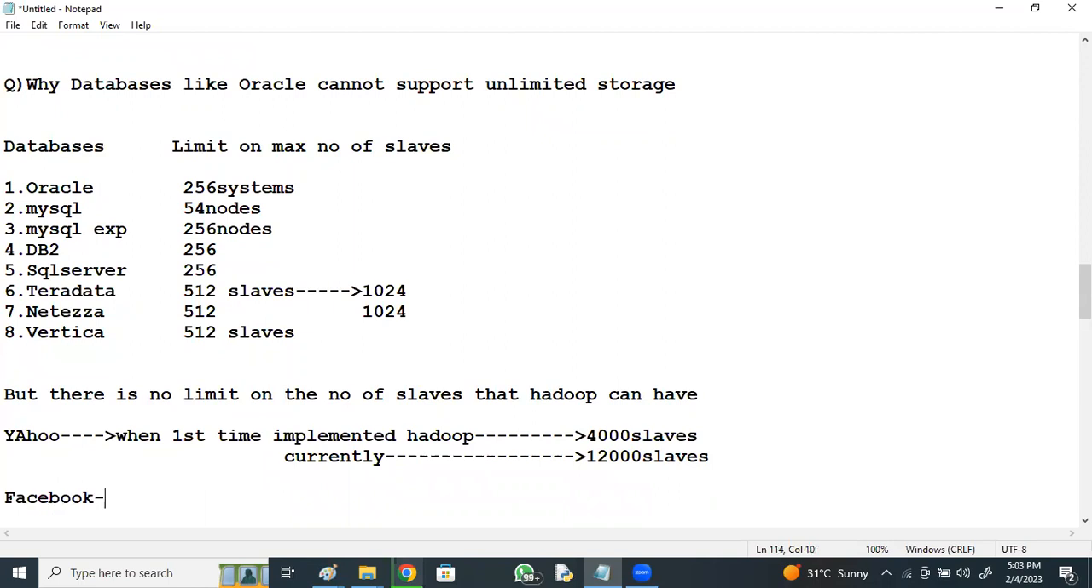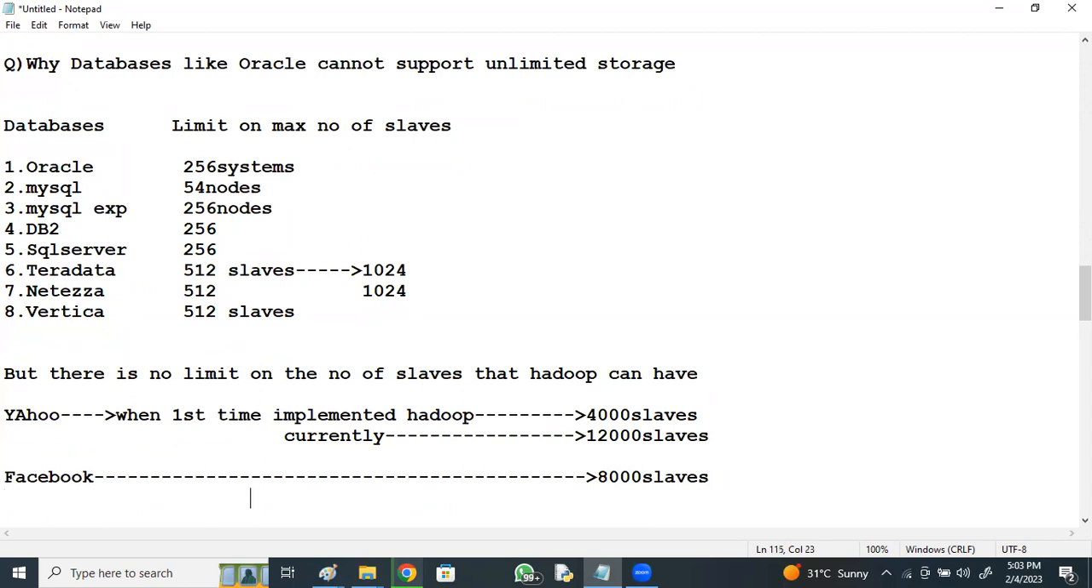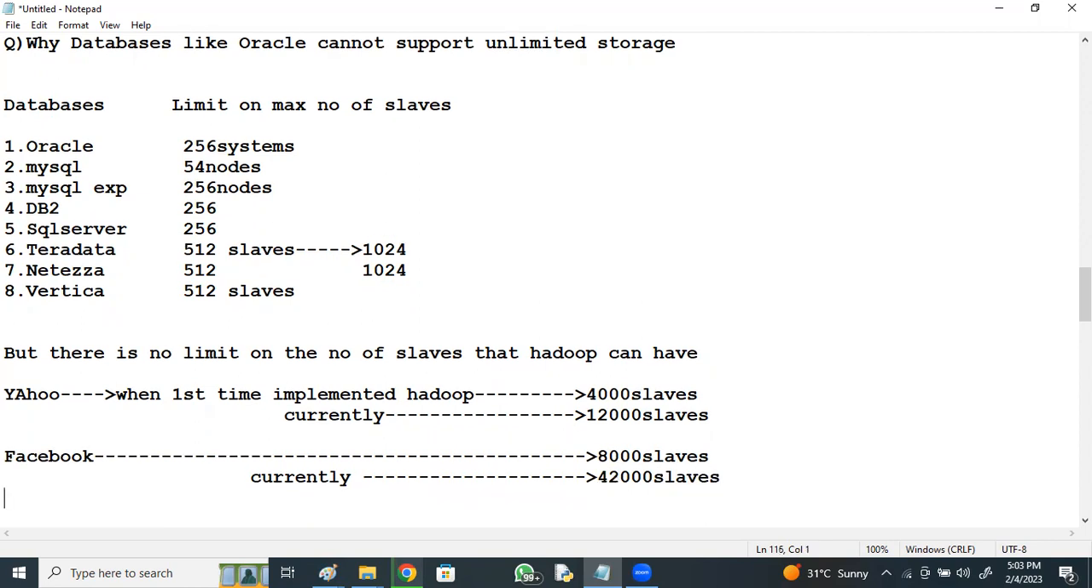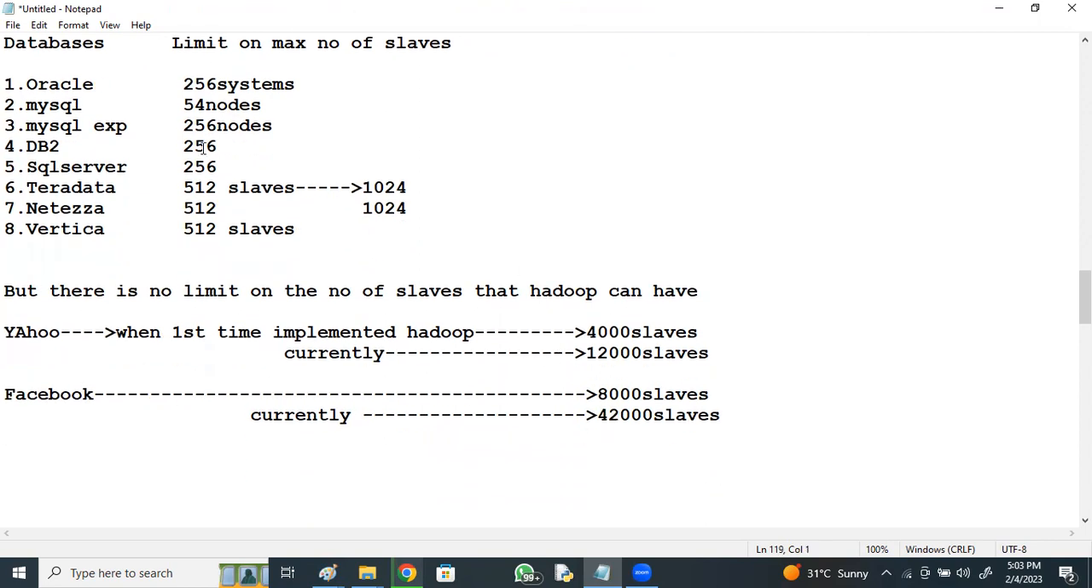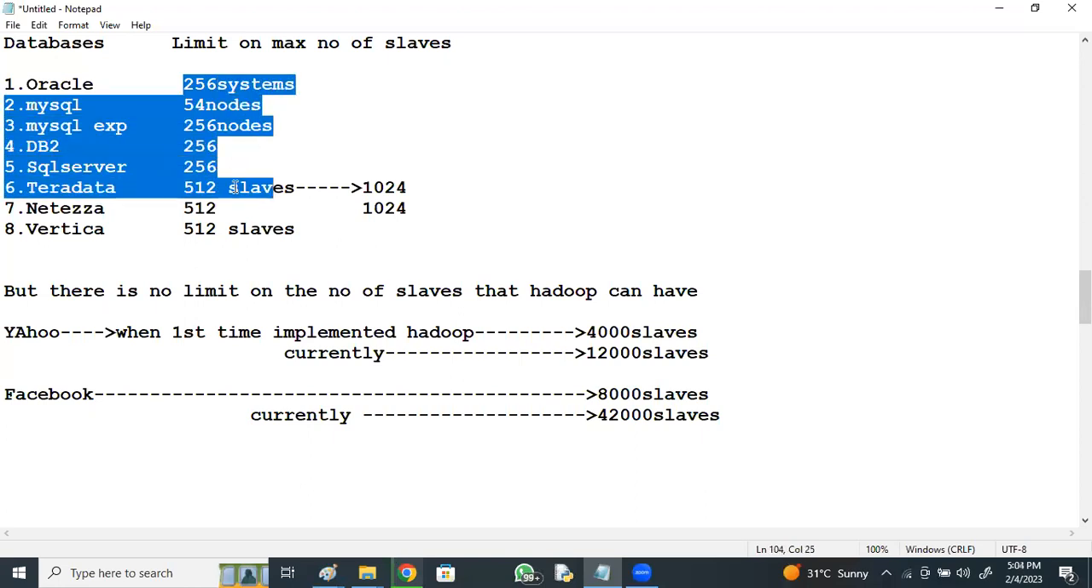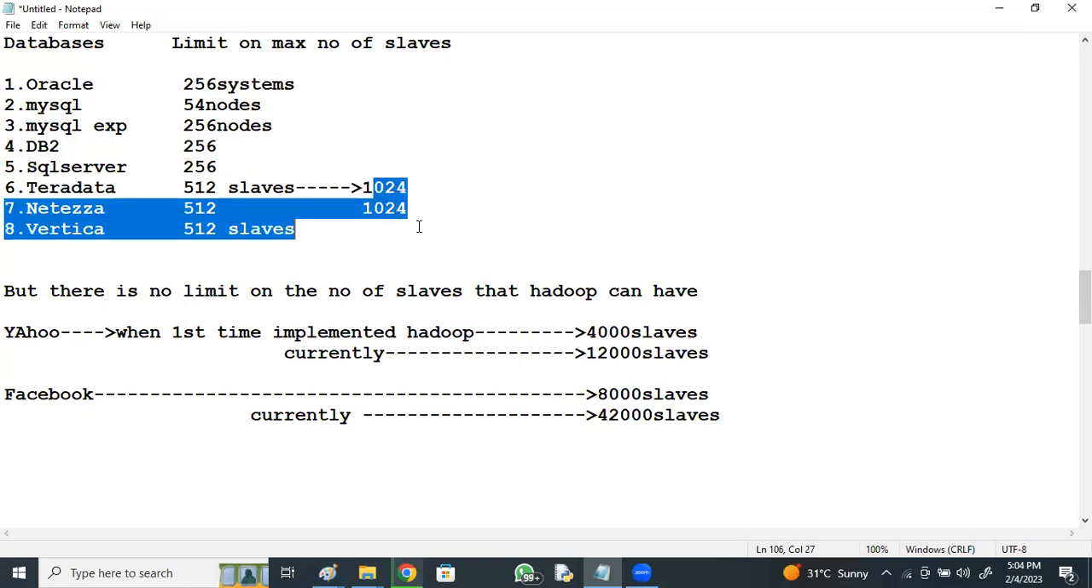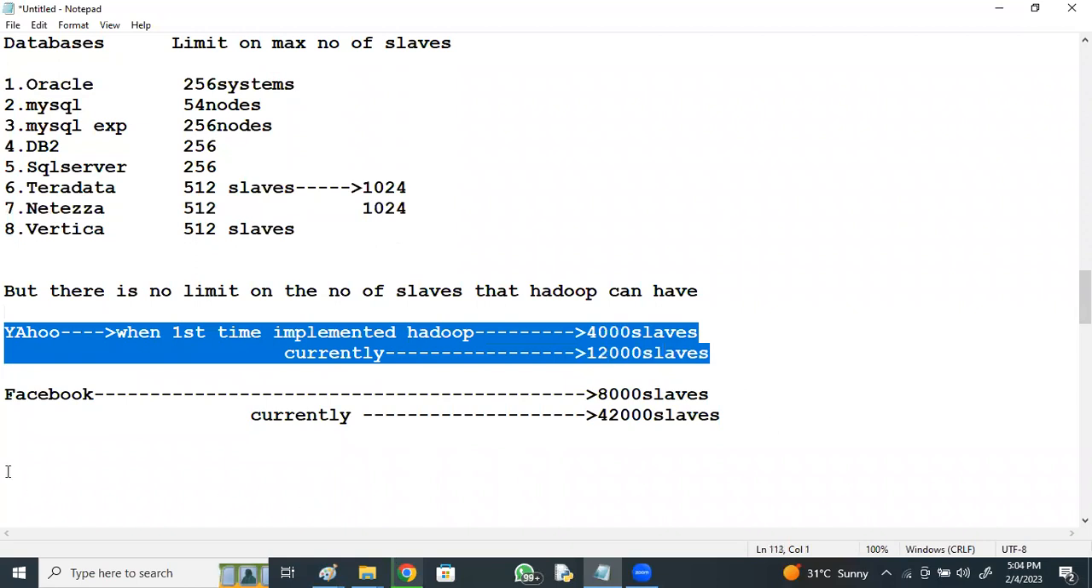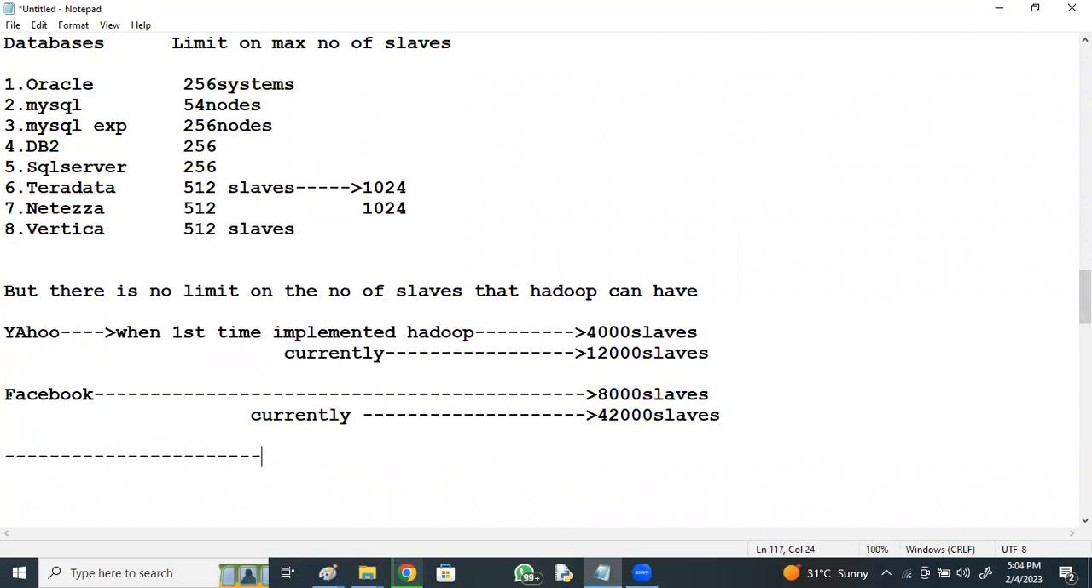Facebook, when it first implemented Hadoop, went with 8,000 slaves or systems for storing its data. Currently, it is going with 42,000 slaves for storing its data. So there is no limit on the number of slaves. Databases can store with 256, specialized databases like 1024, but in Hadoop there is no limit, an unlimited number of slaves is supported. So that's why there is no limit.